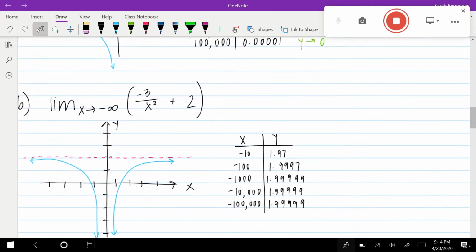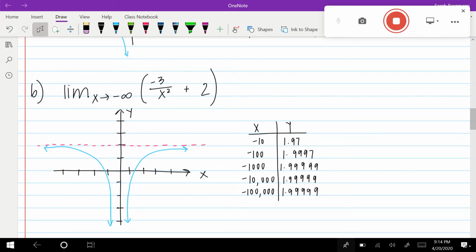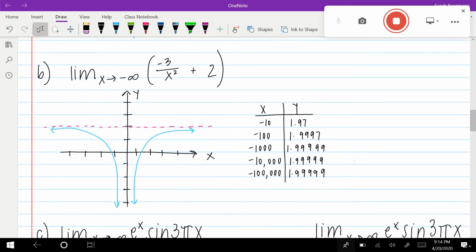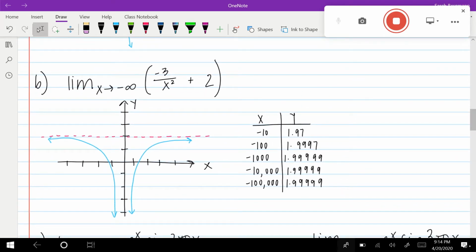Next, I have this function: estimate the limit as x approaches negative infinity of negative 3 over x squared plus 2. So I already drew my graph. You could plot it on your calculator too if you want. And remember, if you see a graph leveling off as it does on this one, this dotted pink line, this is called a horizontal asymptote. Remember, this is an imaginary line that your graph cannot cross.